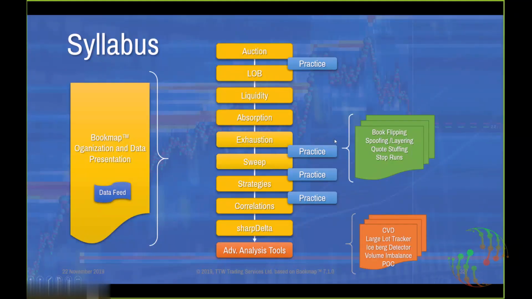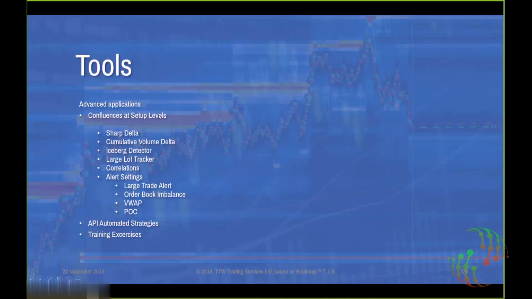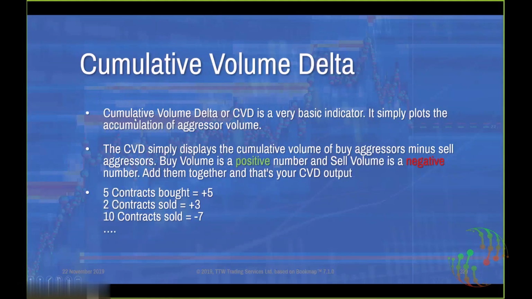Let's talk about Bookmap and its advanced applications, which could help you to understand better what the market is doing. Cumulative volume data we talked about, iceberg detector, large lot tracker, correlations, alert settings, APIs. The CVD is a very basic indicator.